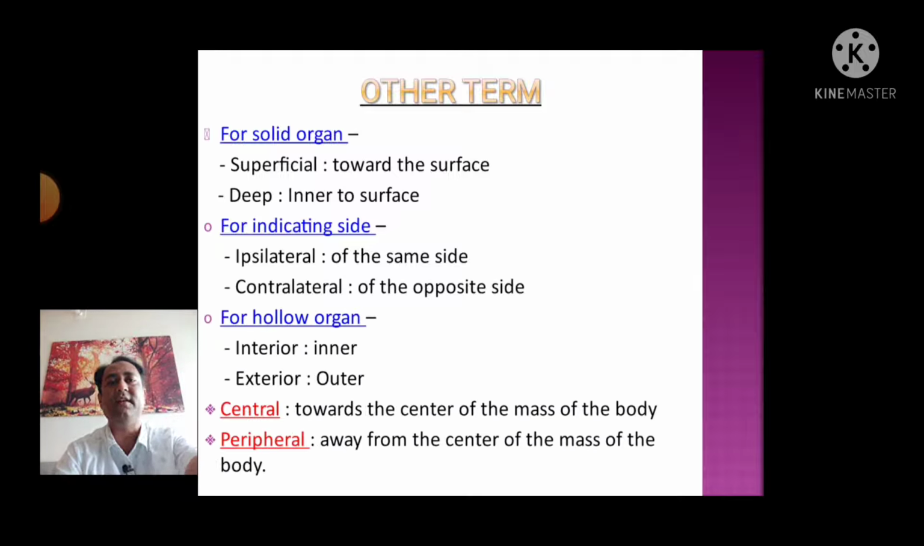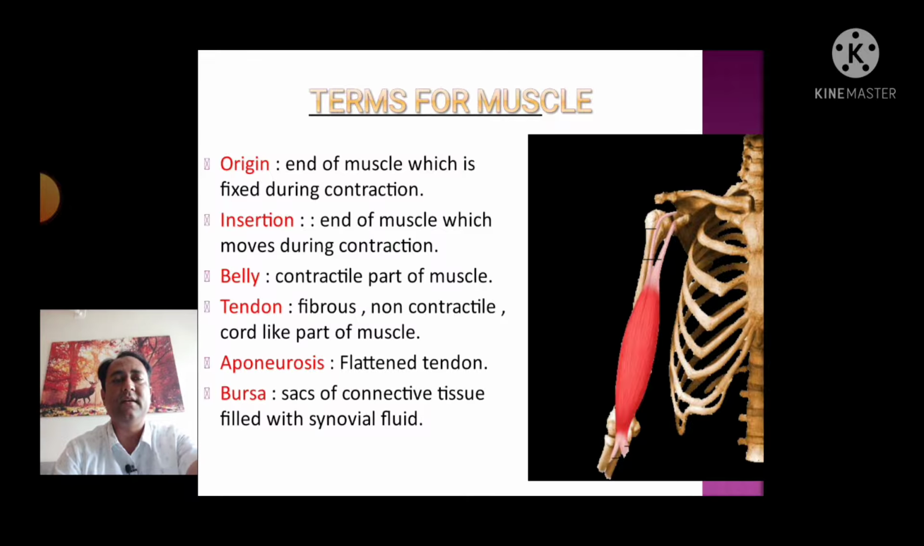For hollow organs, for an organ that is hollow inside, the words used will be interior and exterior, inner and outer. Then the next two terms, central and peripheral. What is in the central mass of the body we call central, and what is at the border, at the periphery, is called peripheral. Okay, so it's more than enough for the very first lecture, I think.